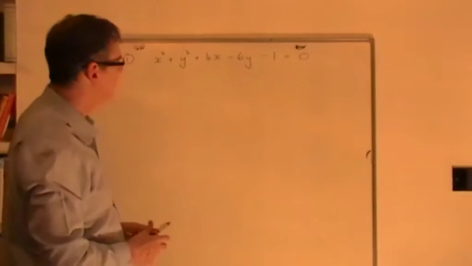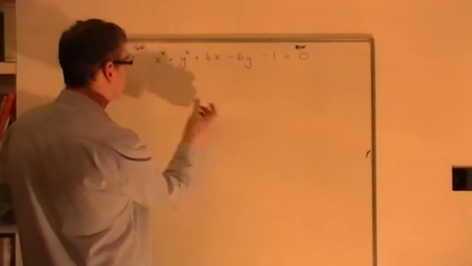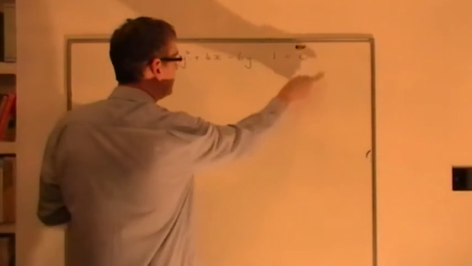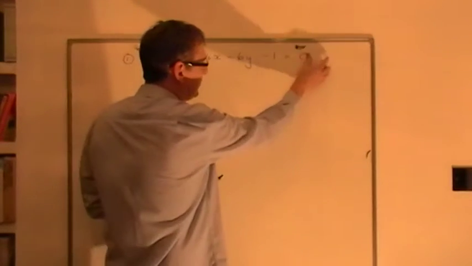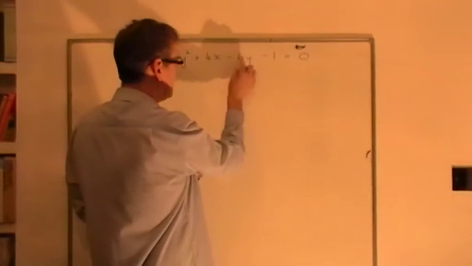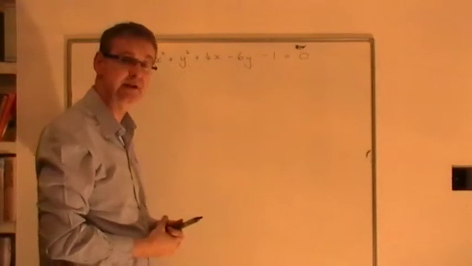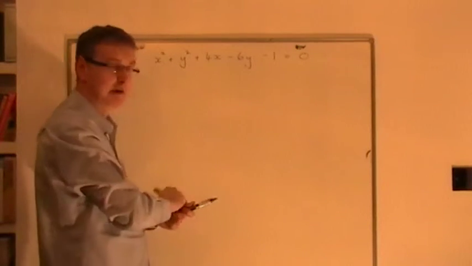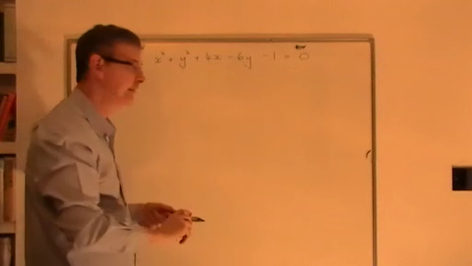Okay? What you'll find is an equation of a circle will always have x squared, y squared, some x's, some y's, a number, and then probably it'll equal 0. Sometimes that number might be on the other side, so you might get minus 6y equals 1 instead, but the principle is basically the same. You'll have x squared, y squared, x's, y's, and then perhaps that number on the other side. Okay? Let me show you how we do it.